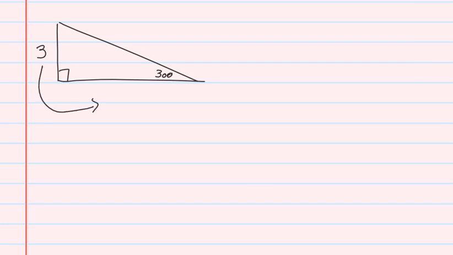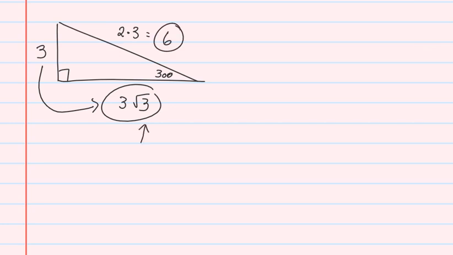In a 30-60-90, I can give you one of the 3 sides, and we can deal with it. If your short side is 3, it's got to be across from 30 degrees. Then I need to multiply that by radical 3, and that's your long side. And if I double it, that's going to give me your hypotenuse. If you were to calculate this out, you would see that it's less than 6, so it makes sense.